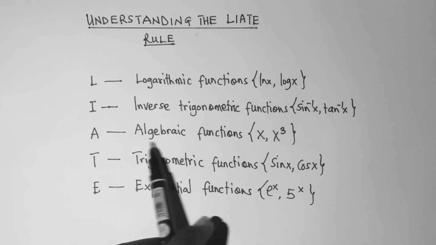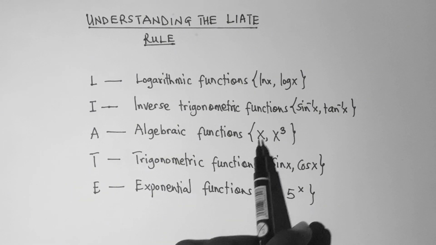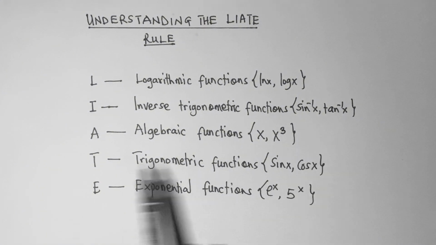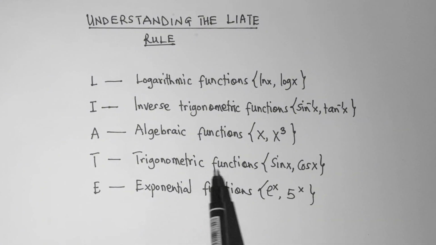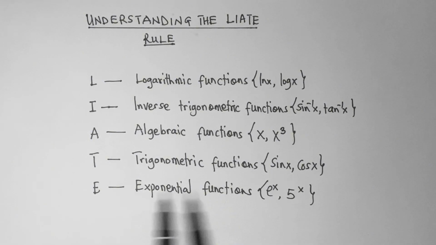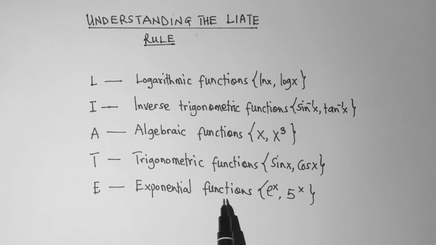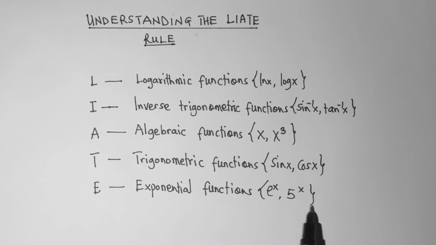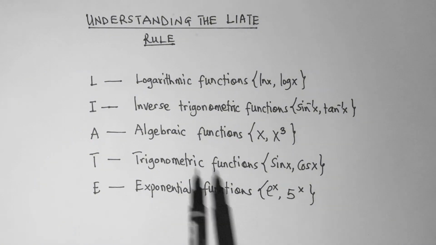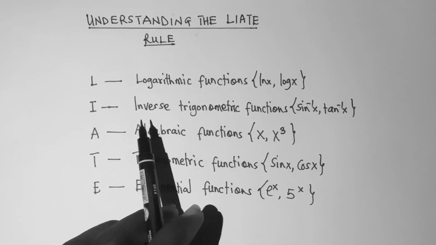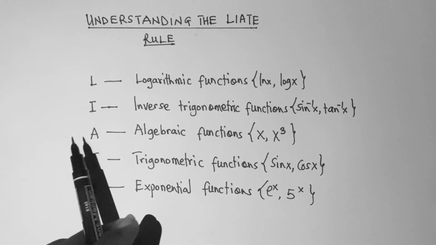And then the A stands for the algebraic functions, which is x, x squared, those kinds of functions. And then the T stands for the trigonometric functions. Examples are sine x, cos x. And then the E stands for exponential functions, which is e to the x, a constant to the power x, and so on, as examples. Now, this LIATE rule is very important because it falls under integration by parts.